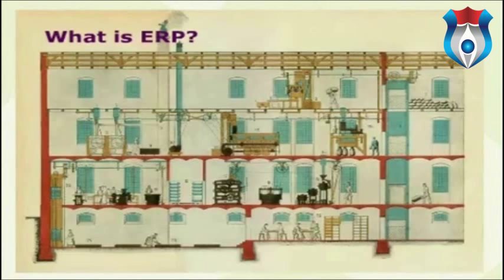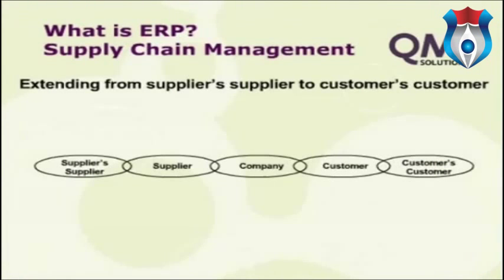ERP shares common data and practices across the entire organization and produces and accesses information in a real-time environment. Physical goods move in and out of companies, and individual companies need to keep track of these movements. ERP systems deal with the management of the flow of goods and services upstream to the suppliers and downstream to the customers.